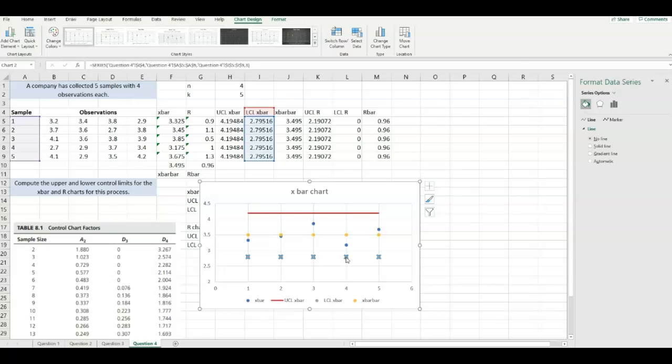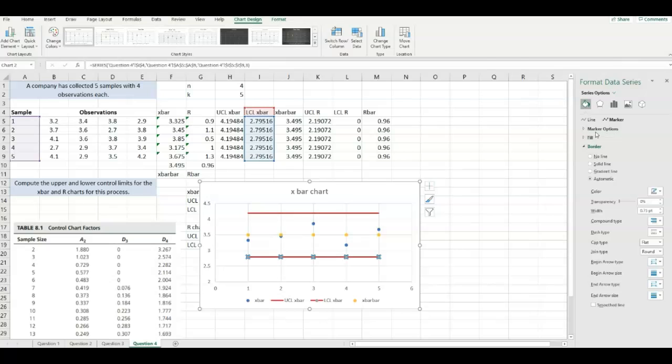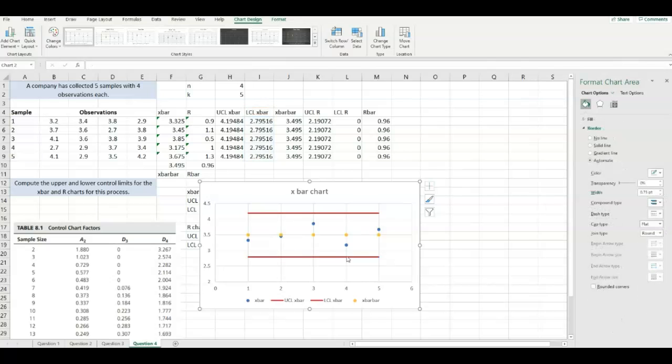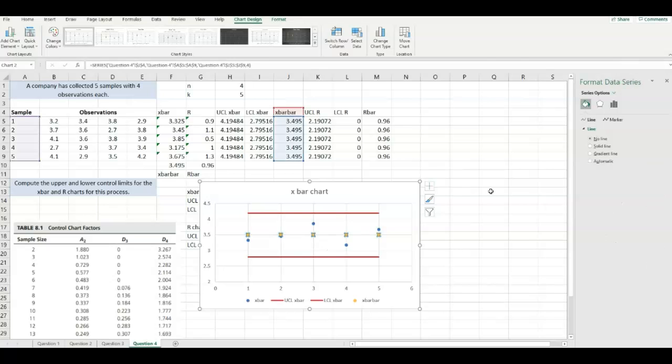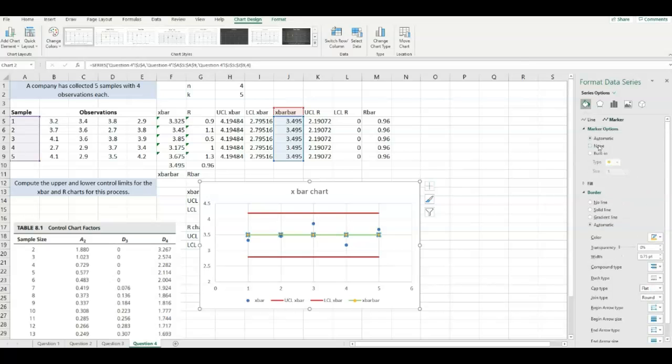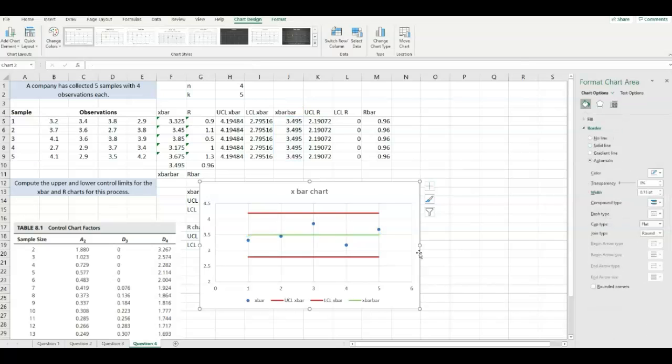We're going to do the same thing down here for the lower control limit. So we want a solid line, and we don't need any of those markers. So now we have our upper and lower control limits. We'll do it for our X bar. In this case, we're going to want a different color. So let's just use green here for the X bar line. And we will get rid of all of those markers. Now this is a little bit easier to look at, to understand, right?